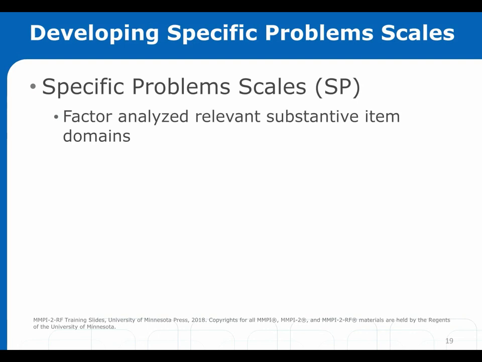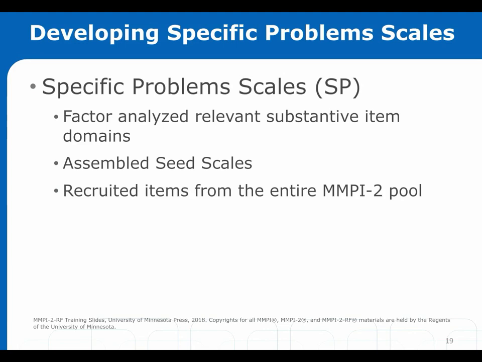After these items were identified, Ben-Perath and Tellegen created these scales using a process similar to that used to create the RC scales. Specifically, they assembled seed scales to maximize the distinctiveness of the resulting scales from one another. They then examined the correlations between each of the 567 items of the MMPI-2 item pool and the seed scales to identify which items should be recruited to add to these seed scales.